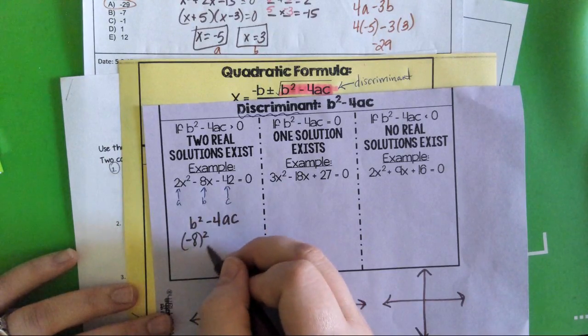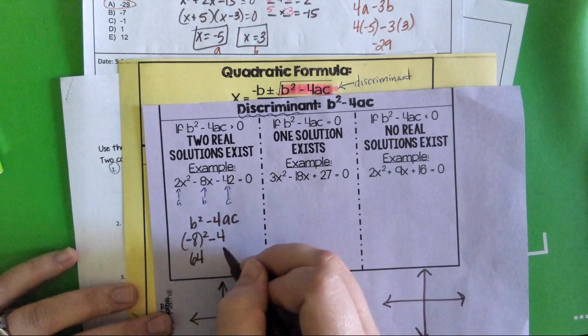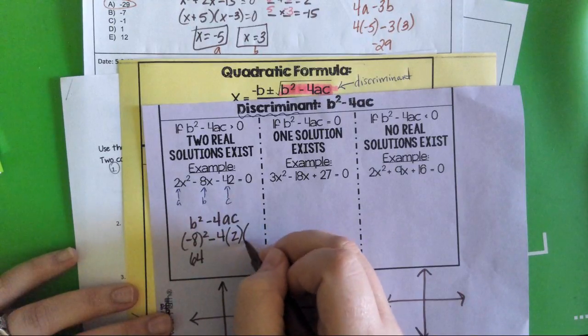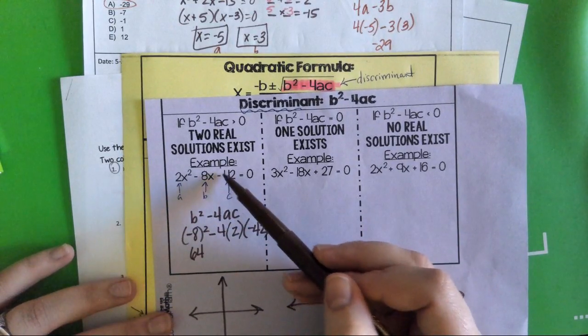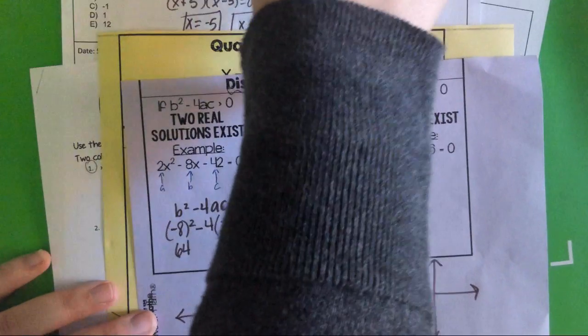-8 times -8 is -64? No, it's positive 64. Okay, and then AC, so my A was 2 and my C is -42. Again, forgetting a tiny sign error could be a big deal for us with the quadratic formula. Let me zoom in a little.